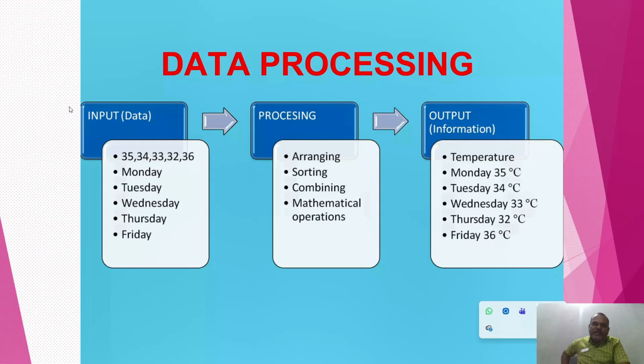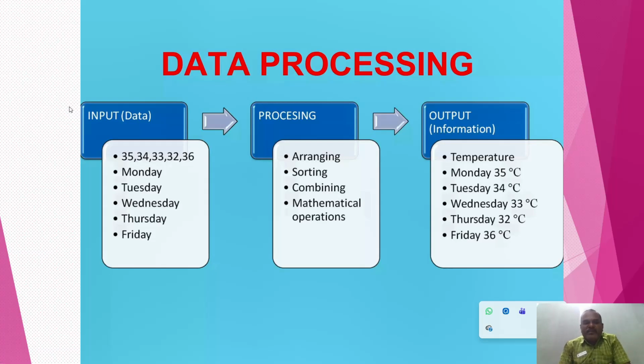Suppose it may be a data. Suppose I am giving 13 instead of 33. How can you interpret this 13 and Monday? So Monday 13, 2025. Likewise. So this is the way of processing your data. So here we can easily understand there are five different sets of numbers, then 5 days. Each day has a different temperature number.